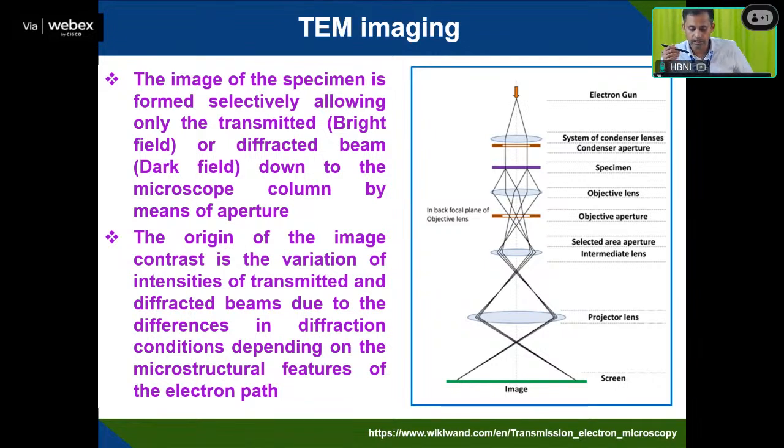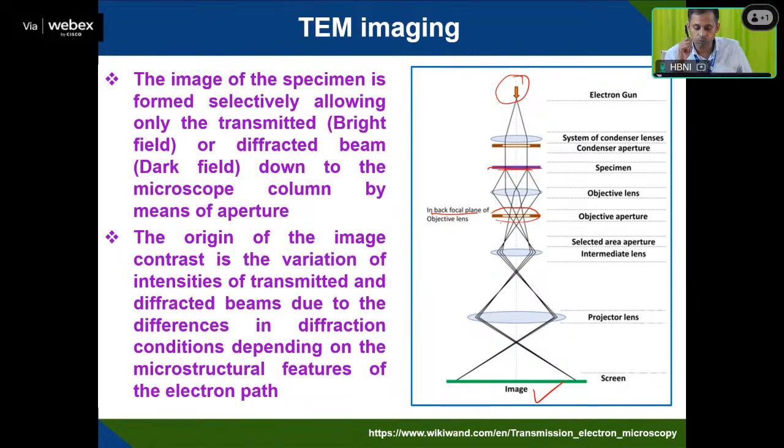The only difference is that here you don't have a raster scanner. Instead, the electron beam is transmitting. You can see the electron gun at the top, and then the beam is transmitted through the sample here, and the different objective lenses are there. And the objective aperture, which I just mentioned, is in between these two in the back focal plane, and finally it comes to the screen. So the image of the specimen is formed selectively, allowing only the transmitted bright field image.